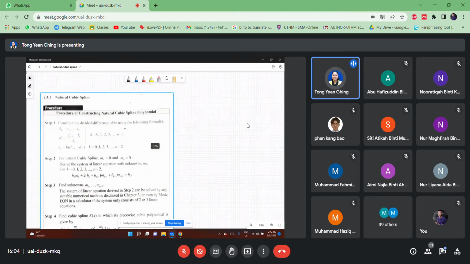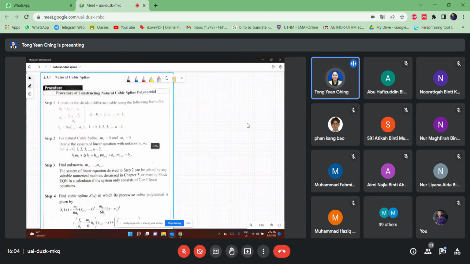So basically, there are 4 steps to construct the natural cubic spline polynomial. Before this, you learned about Lagrange interpolation, Newton divided difference, and now this is the cubic spline, and we only cover the natural cubic spline. In order to do the interpolation using this natural cubic spline, we have 4 steps in total.